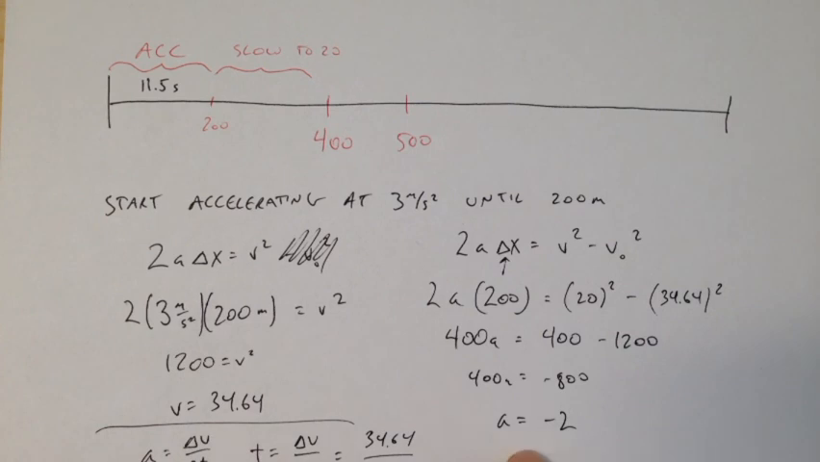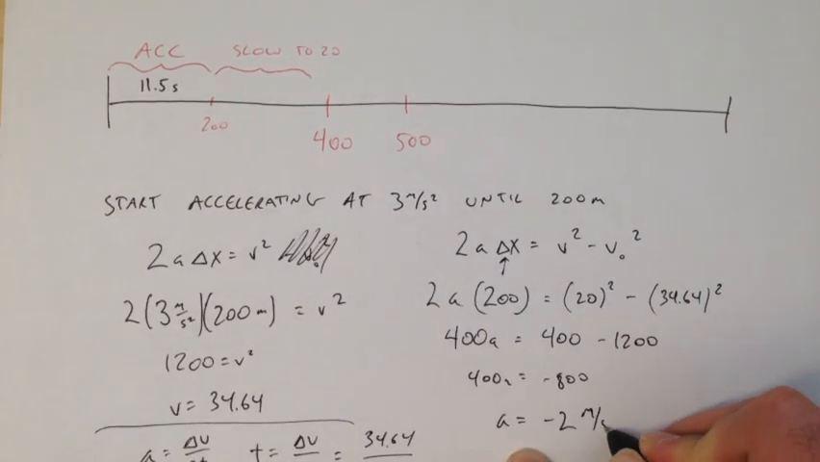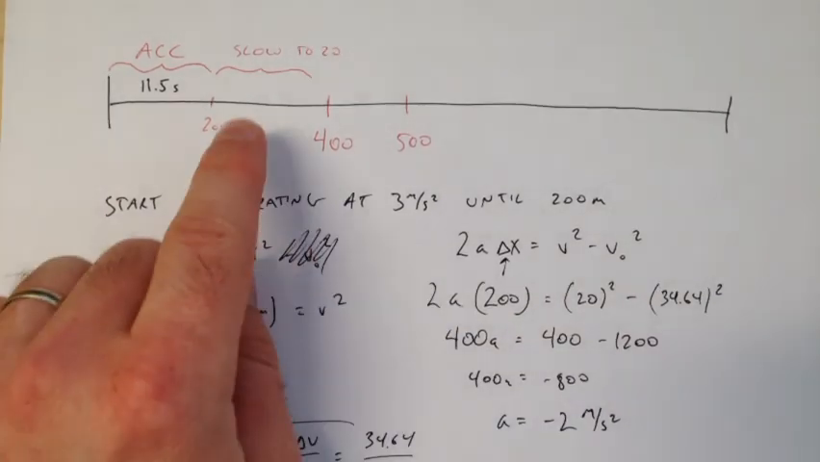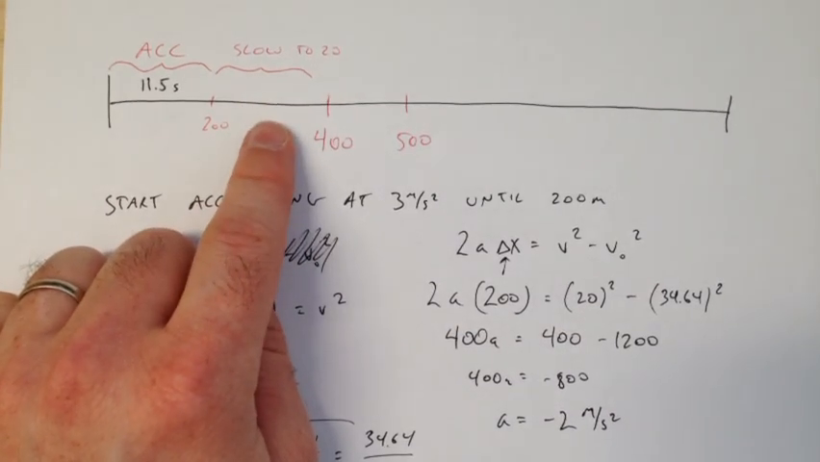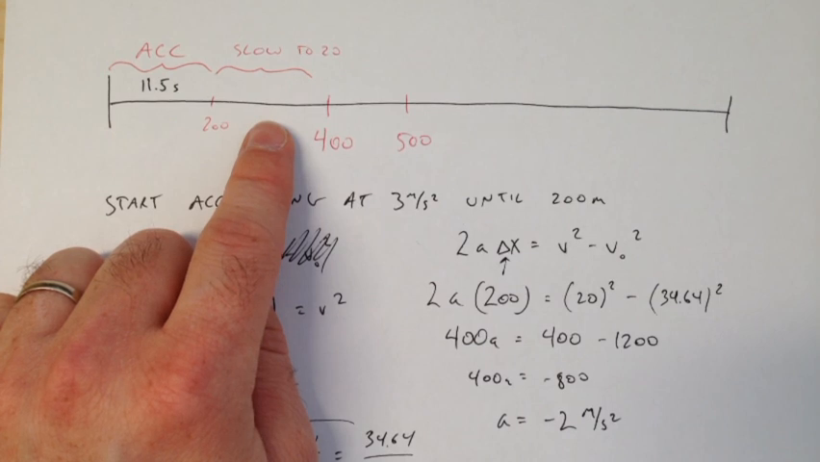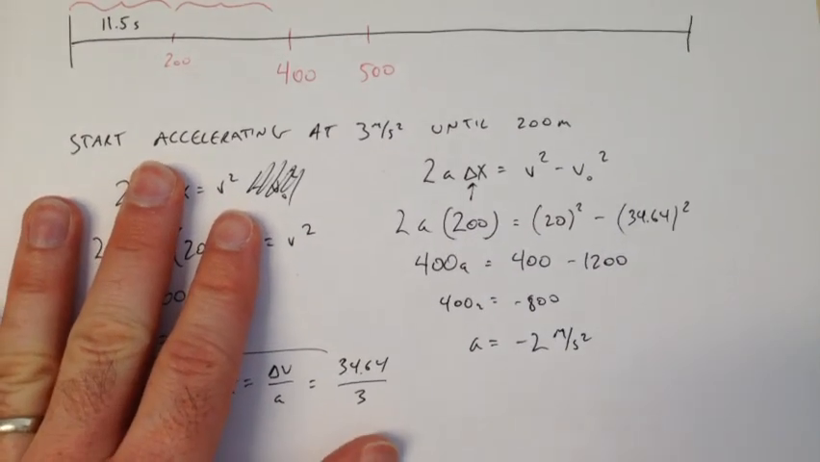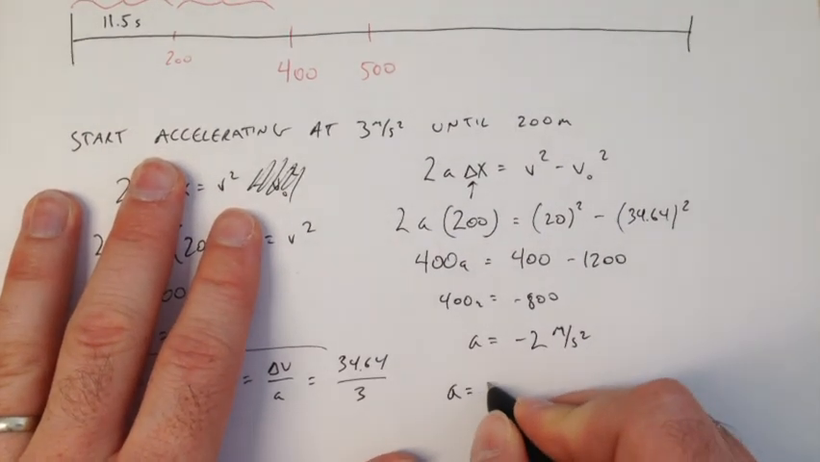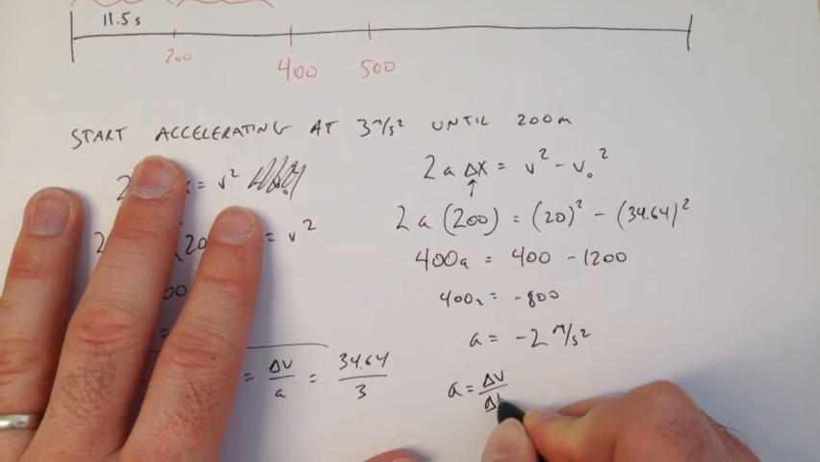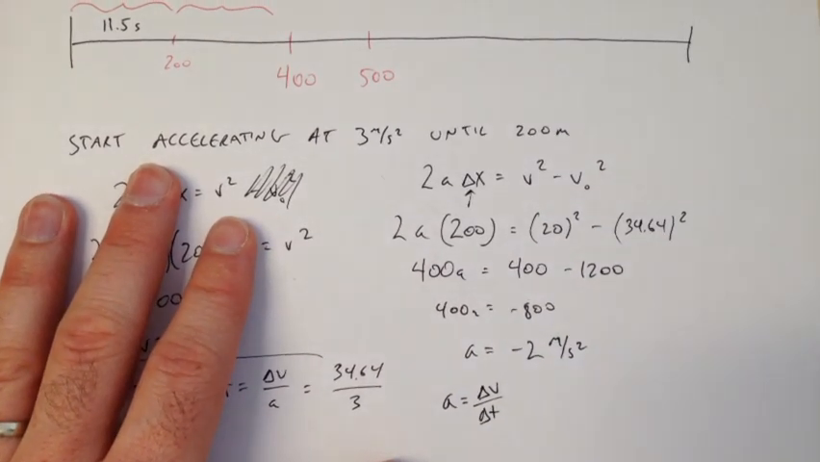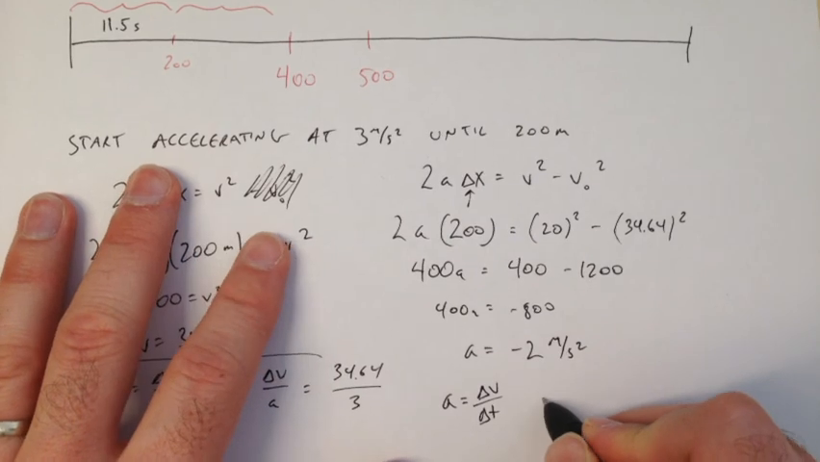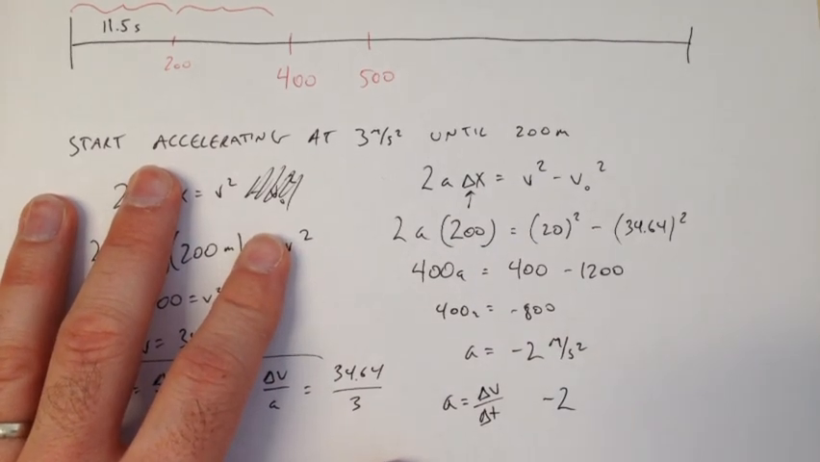Awesome. So if I decelerate at that rate, how long does it take for you to slow down? Let's look at the equation. a equals delta v over delta t. I know what my acceleration is. It's -2.